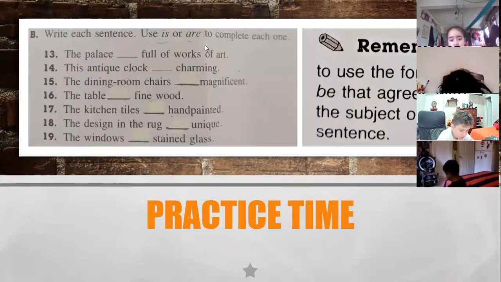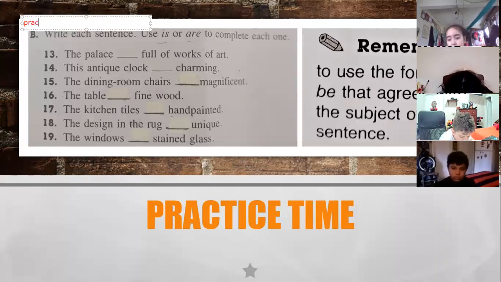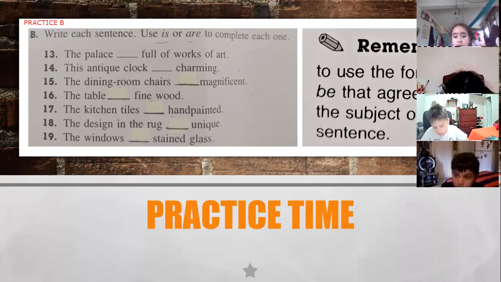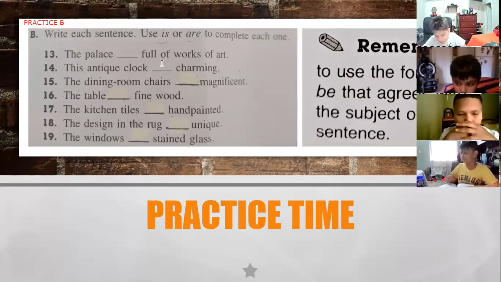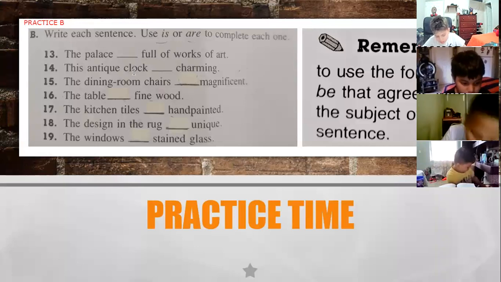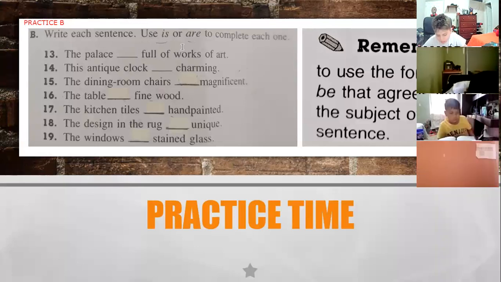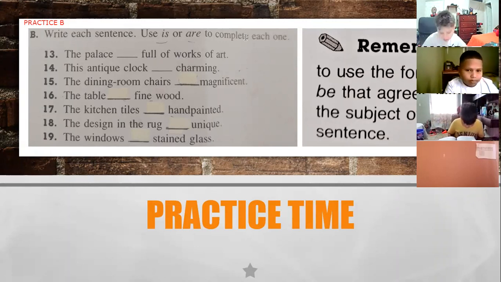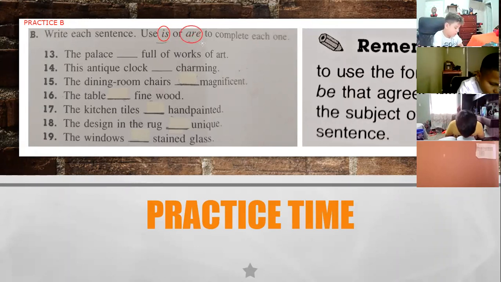Copy Practice B, Exercise 13. We need to copy the sentences. Practice B. You have to complete the sentences with is or are. Is or are. That's what we're going to use to complete these sentences.